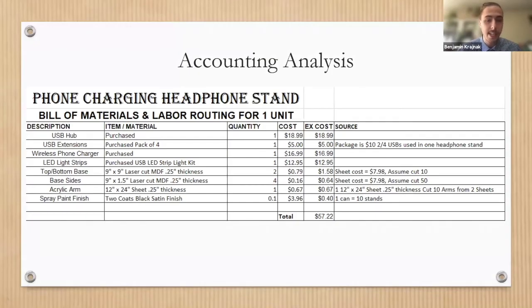We did actually cut our USB extension price in half, as we used to be paying $10 for a pack of 4. We were able to get that down to $5, which is a 50% cut, and helped us get to the price point of $70 that we reached, giving us approximately a 15% profit margin on each individual product.